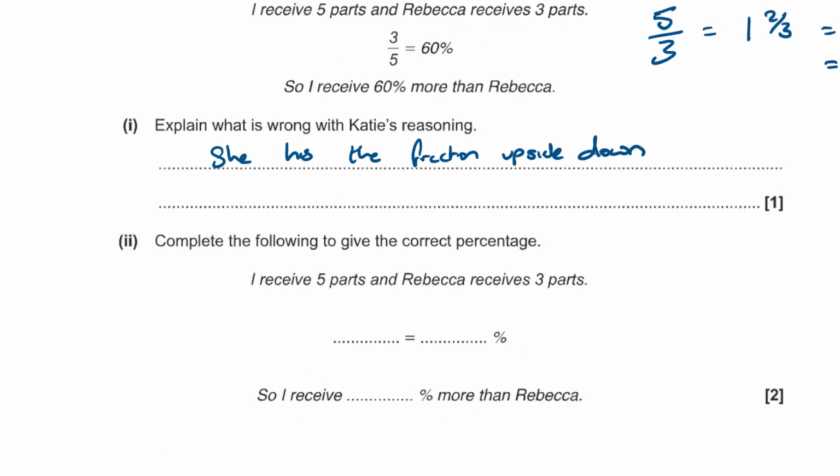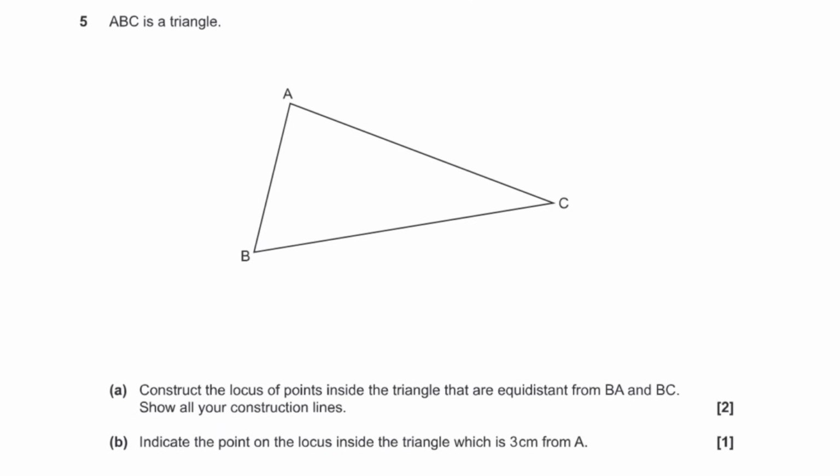Part 2 says, complete the following to give the correct percentage. I received 5, well, that's what I just did, isn't it? I received 5 parts and Rebecca received 3 parts. So 5/3 is equal to 167%. So I received 67% more than Rebecca.